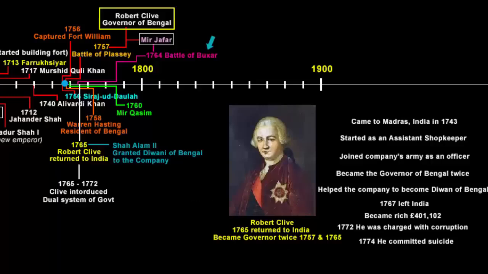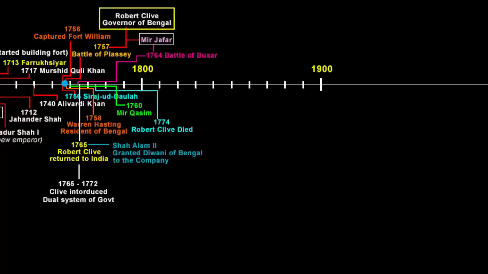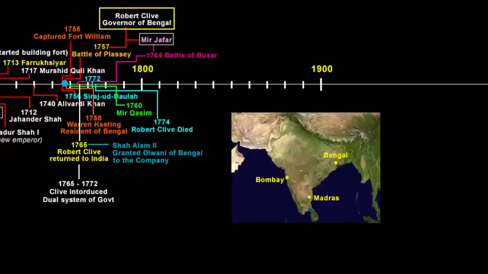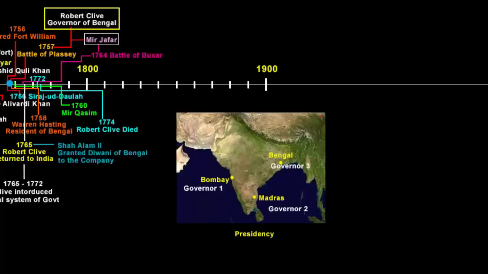Now if you look at the timeline, we are somewhere around 1774. But let's go back to 1772. During this time, the company acquired power not only in Bengal but also in Bombay and Madras. British territories were broadly divided into administrative units called presidencies. There were three presidencies: Bengal, Madras, and Bombay. Each was ruled by a governor. Just like Robert Clive was the governor of Bengal, there were governors of Madras and Bombay.